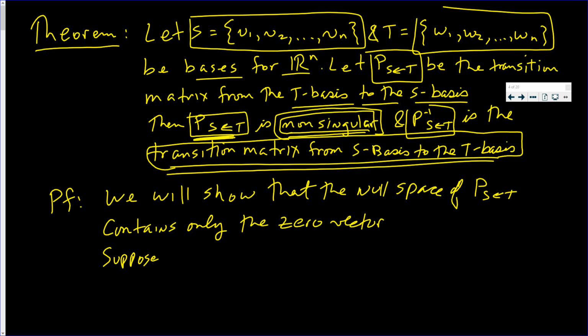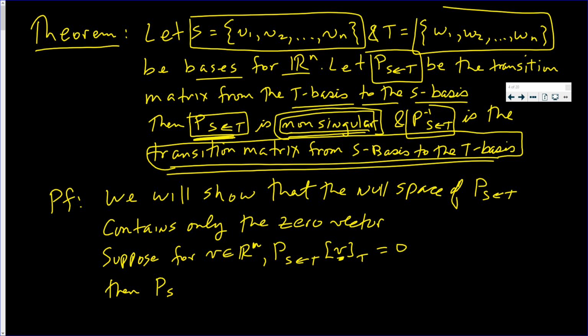Suppose for little v in Rn, we have the following. The transition matrix from T basis to S basis of the coordinates of v in the T basis is 0. Okay, and now we want to show that v is the zero vector in Rn. What else can it be? Okay, so then we have the following.